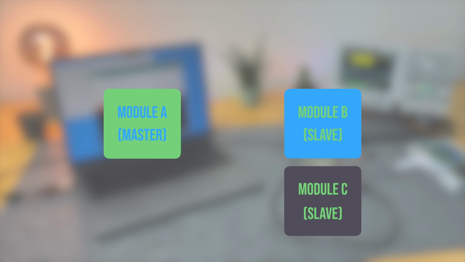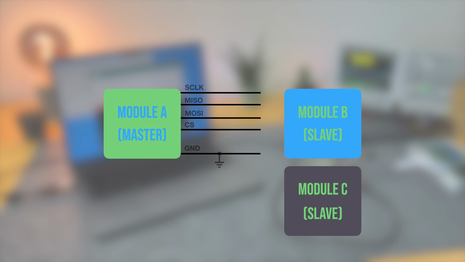An SPI master connects to a slave using 4 wires in addition to ground. These wires are termed SCLK, MISO, MOSI, and CS. SCLK stands for serial clock and is the synchronous part of the protocol. The master, which schedules all communication, drives this clock line with a certain frequency.